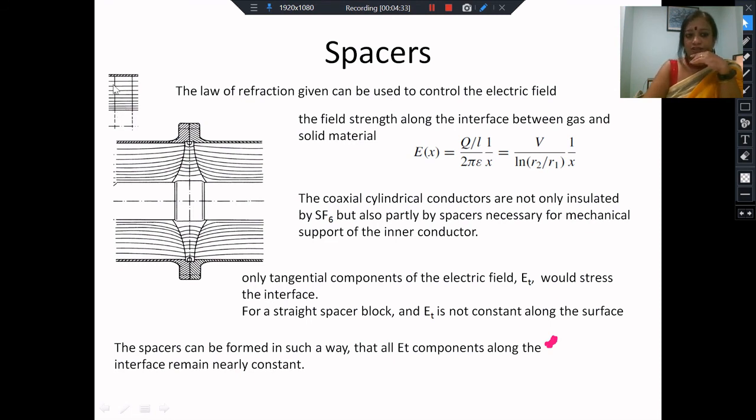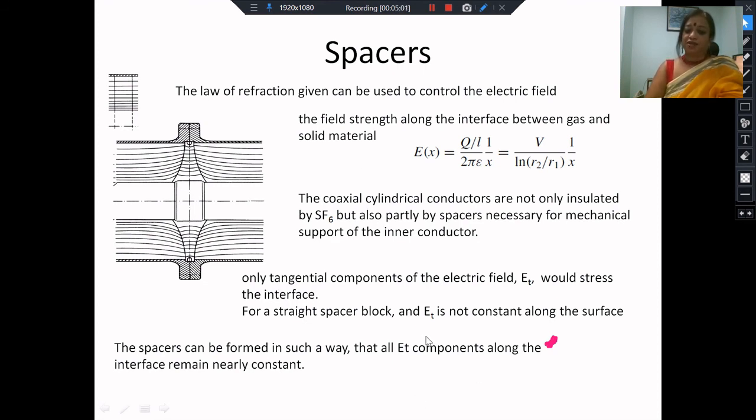So along this surface, the tangential electric field at these different points would not be constant, and therefore, whenever you have non-uniformity, at some point there will be very high stresses, at other points there will be low stresses, and you are not utilizing the material uniformly. There can be breakdown at one of the points where the electric field is considerably high.